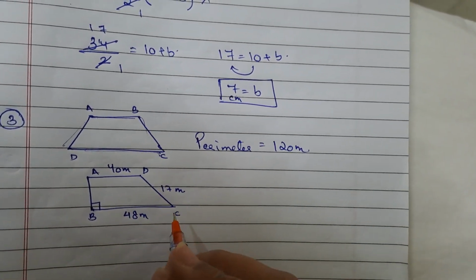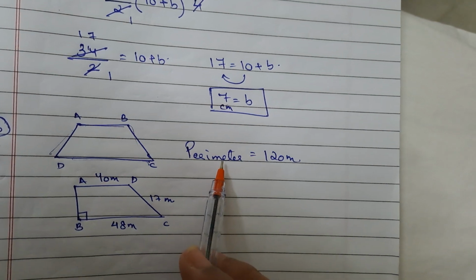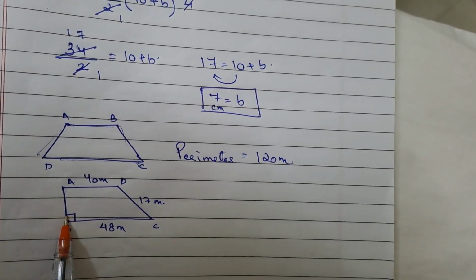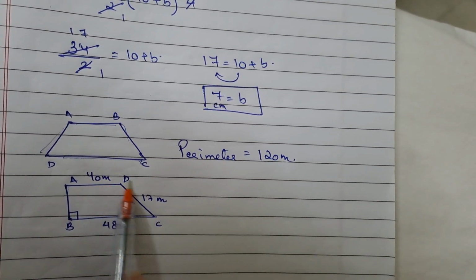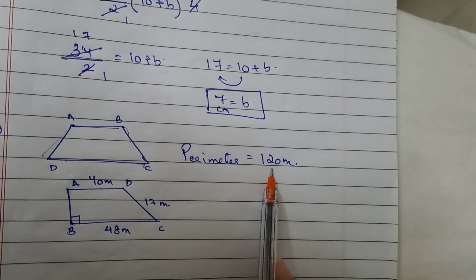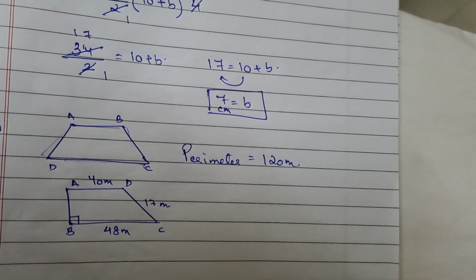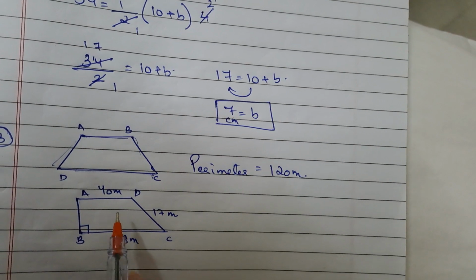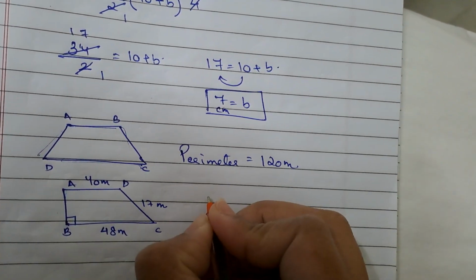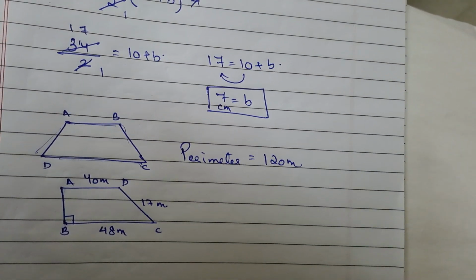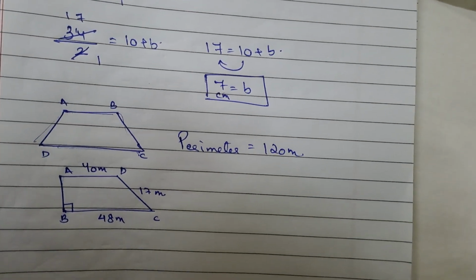So to find this one, because he said the perimeter is there, I can find this perpendicular height. How? Summing all of these and subtracting from 120, I'll get this one. Okay, so when I sum it together, what am I supposed to sum? 40.